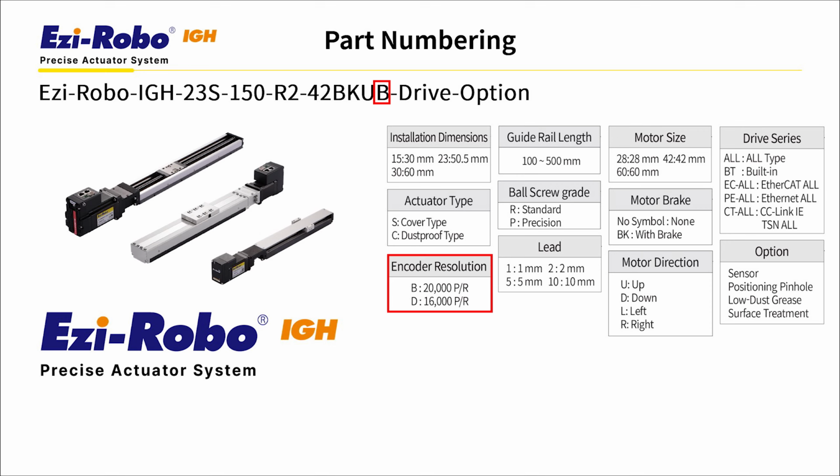B refers to the encoder resolution. Available resolutions are D, 16,000 ppr, and B, 20,000 ppr.